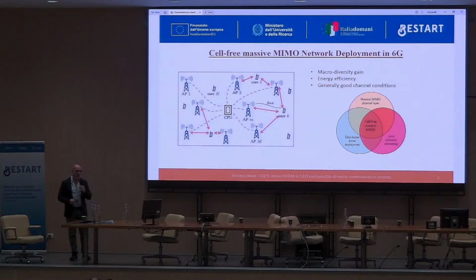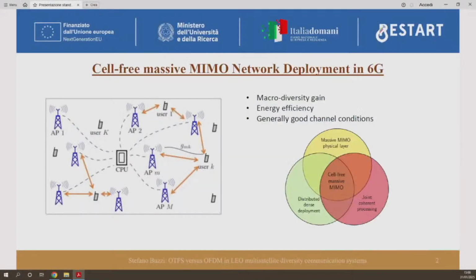What is the motivation of this work? The motivation is that for 6G, there is wide interest in cell-free massive MIMO network deployment, where instead of using a large base station equipped with large antenna arrays, we use a sort of distributed MIMO, so several access points that are deployed over the area of interest, and the access points cooperate in order to serve the users. You see here, for instance, that every user can be associated to a certain number of access points, and vice versa, every access point can serve a variable number of users.